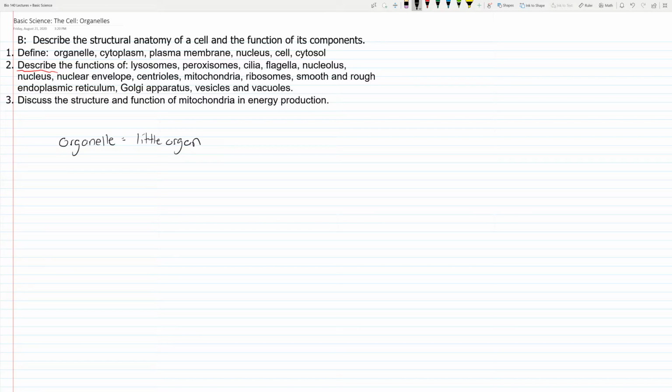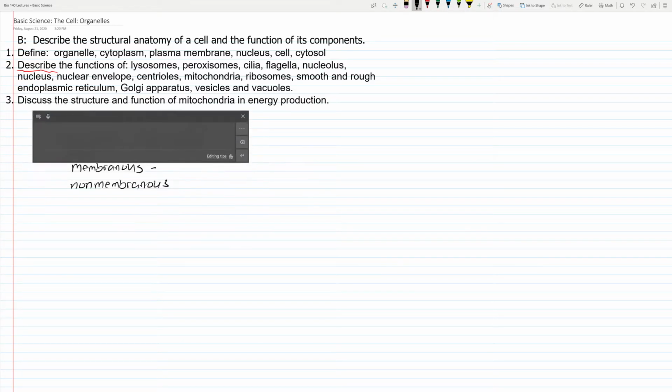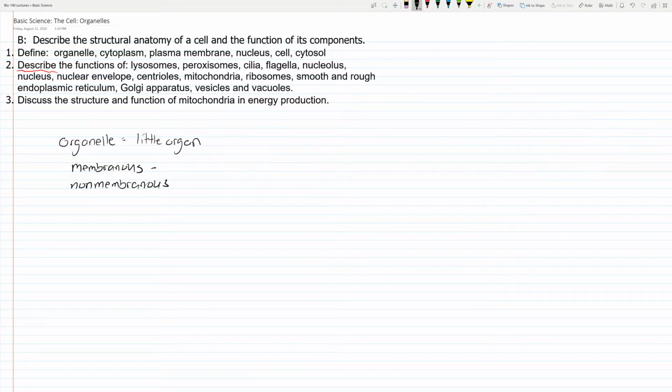Organelles can either be membranous or non-membranous. So there are two varieties. Membranous just means they are covered with a plasma membrane.